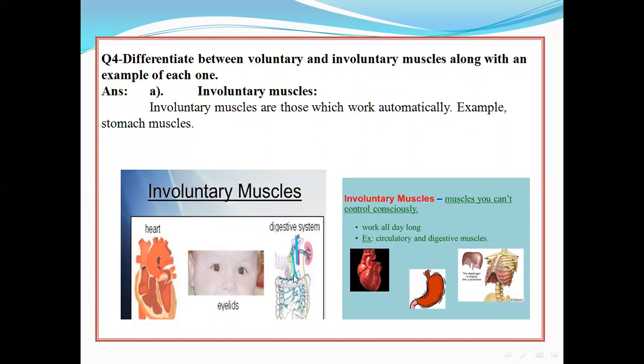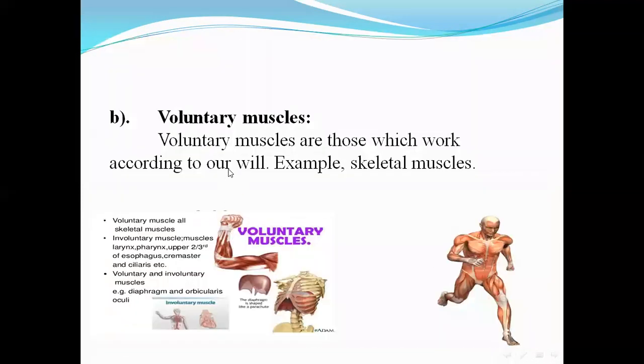So involuntary muscles work automatically. Voluntary muscles are those which work according to our will, like skeletal muscles. If you want to run, you run. If you want to walk, you walk. If you want to sit, you can sit. If you want to stand, you can stand. So voluntary muscles are those which work according to our will, like skeletal muscles.